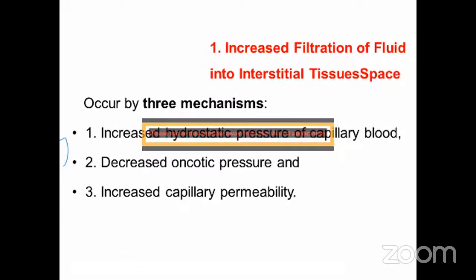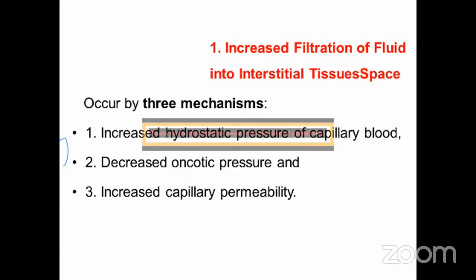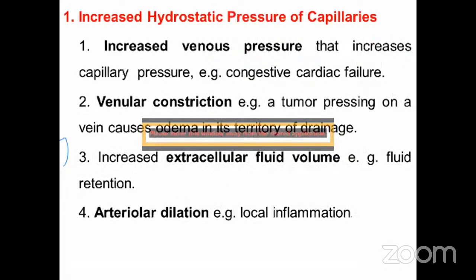One is increased hydrostatic pressure of the capillary blood, at the arteriolar end or the venular end. Second is decreased oncotic pressure, that is, the pressure of the plasma proteins in the blood is reduced. The third is increased capillary permeability, because of inflammation. So these three factors cause increased filtration into the interstitial tissue space.